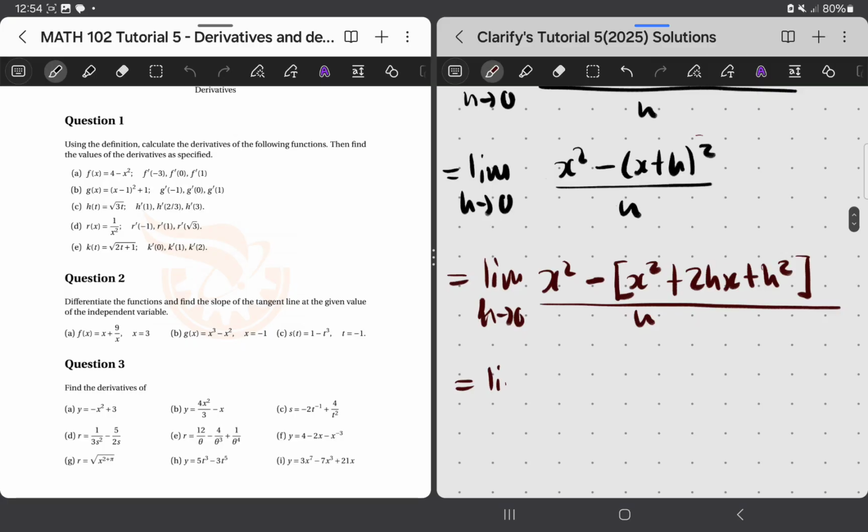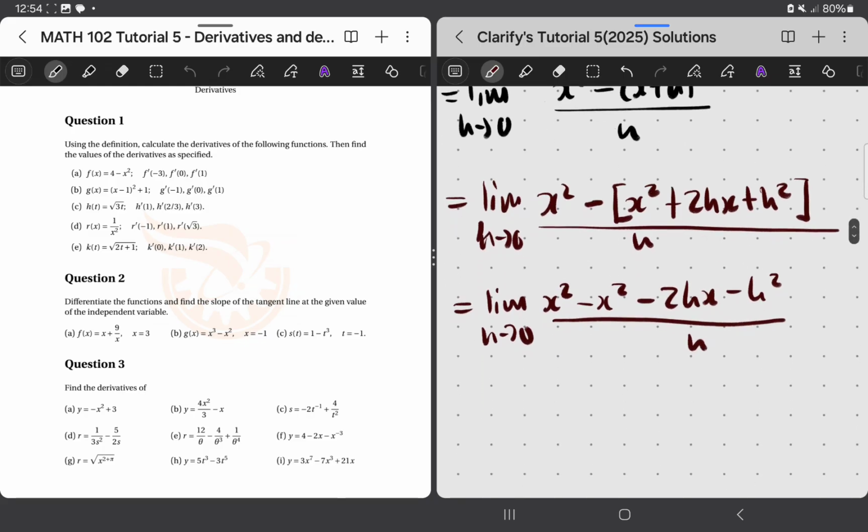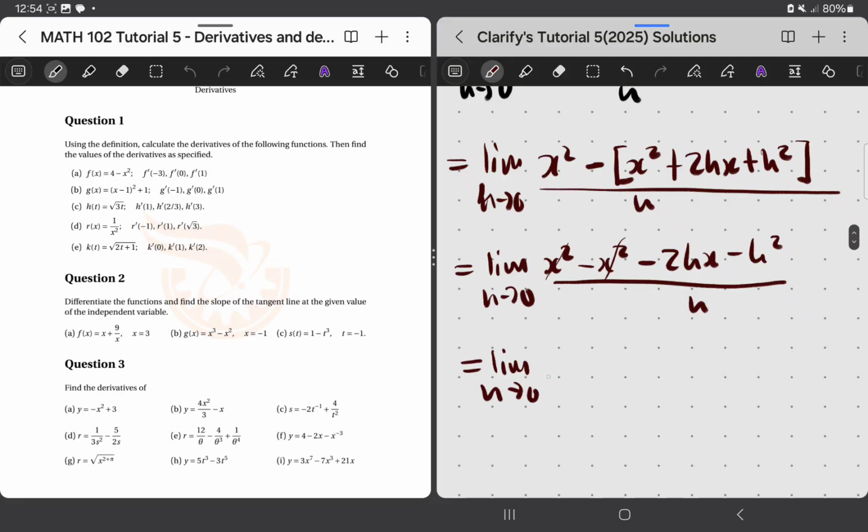And this now will just become the limit as h goes to 0 of x squared, then minus x squared, then minus 2hx, then minus h squared, all over h. Then what would we have? The limit now as h goes to 0 of x squared and x squared will cancel because one is positive, one negative. So x squared minus x squared becomes nothing. You have now negative 2hx minus h squared all over h.